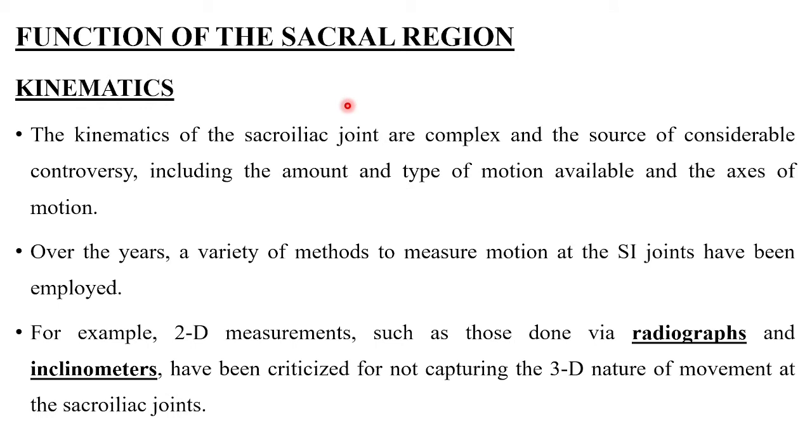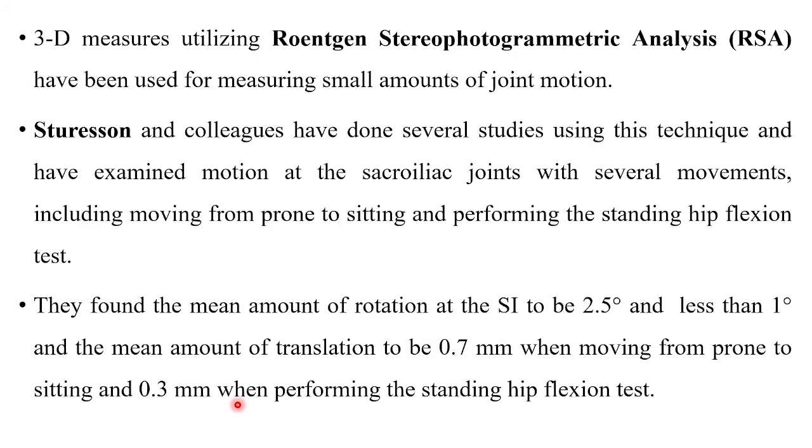And coming to the function of the sacroiliac region, that is the kinematics. The kinematics of the sacroiliac joints are complex and the source of considerable controversy, including the amount and type of motion available and the axis of motion. Over the years, a variety of methods to measure the motion at the sacroiliac joints have been employed. For example, 2D measurements such as those done via radiographs and inclinometers have been criticized for not capturing the three-dimensional nature of the movement at the sacroiliac joints.